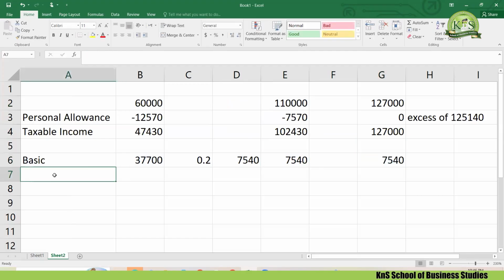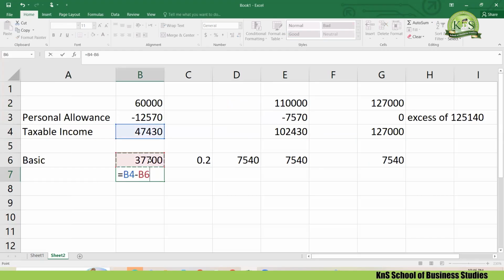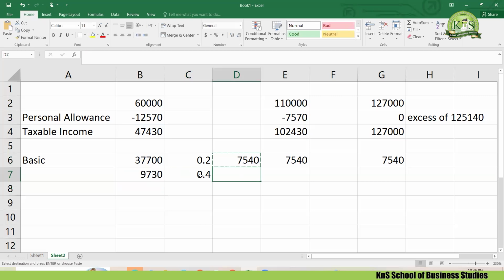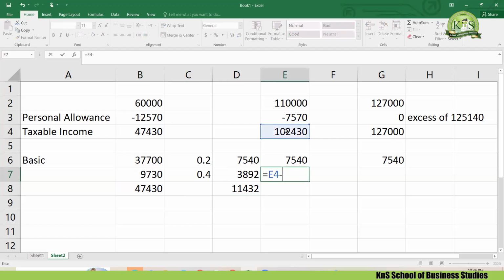Now, what about the higher rate? So what will happen here? We will subtract this from here and we will apply 40%. So 11,432 is my answer over here. Correct? Now what will happen over here? So you have to tax 102,430. So a similar approach we will use here.